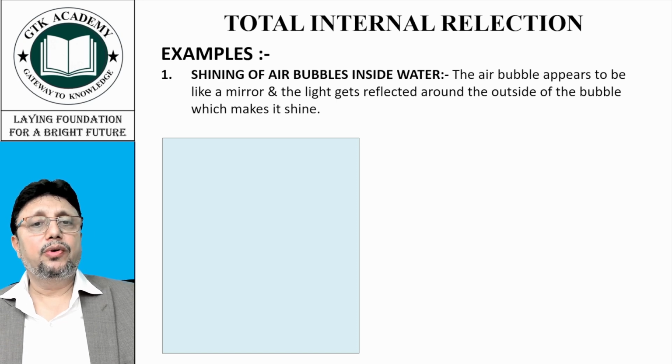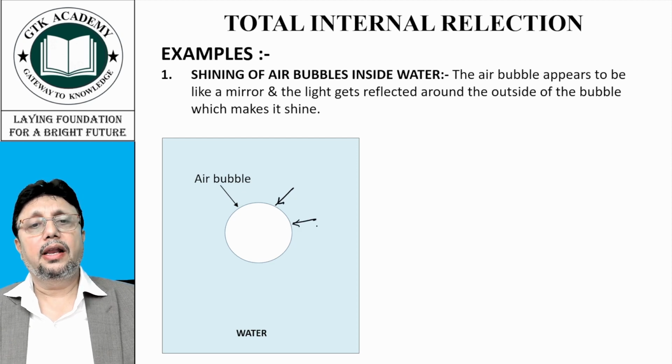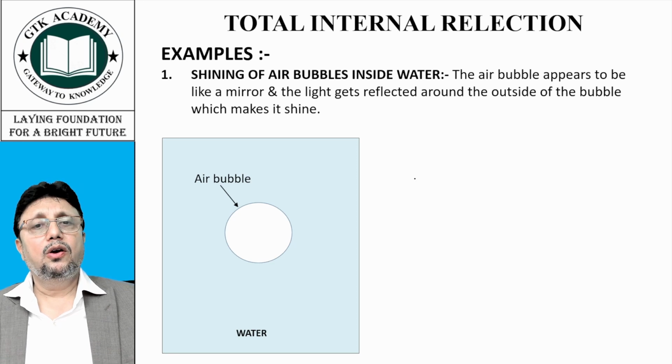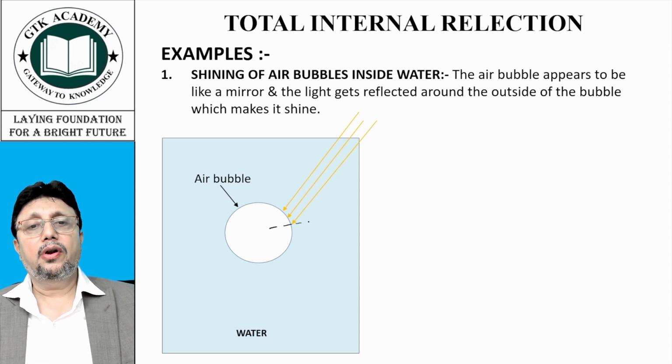Now, for example, if this is liquid shown in blue color, water, and you have an air bubble here. Now light is going to fall on this air bubble from all directions, like this, like this, like this. But there will be certain rays of light which will fall on this bubble with an angle of incidence more than the critical angle. For example, consider this ray. Now, for example, you draw the normal here.